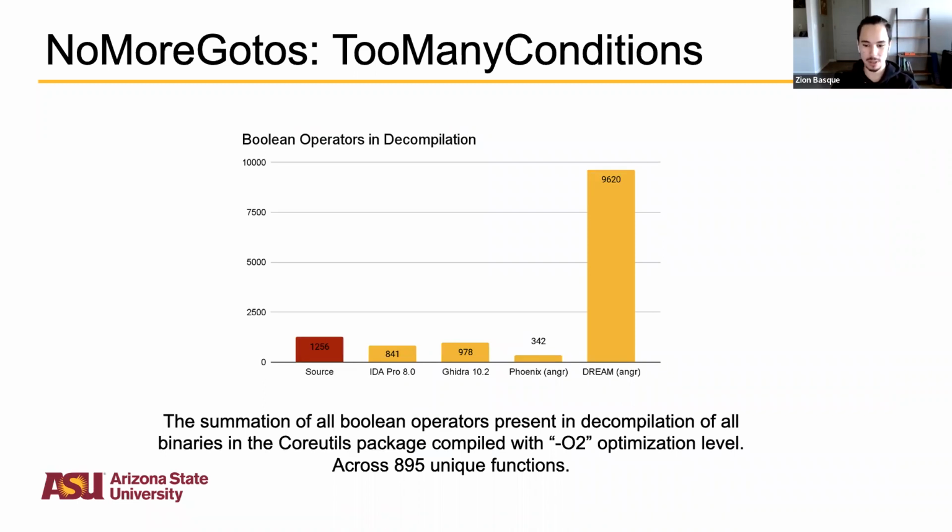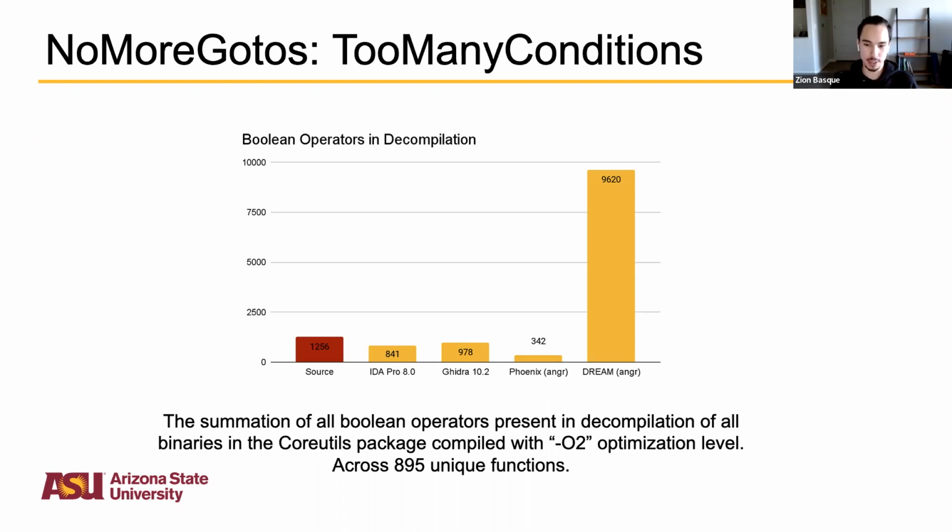So this is on those 87, the same amount of functions that we had for the goto counts. This counts how many Boolean operators are present in the decompilation. Now, if you see Dream, you'll notice that it is 9 times larger than what it was in the source. So this indicates that you have an insane amount of if statements, conditions, guarding blocks that make your decompilation way harder to understand than just having go-tos.